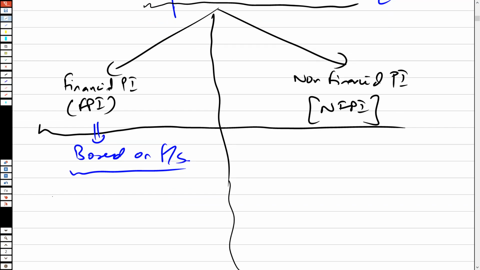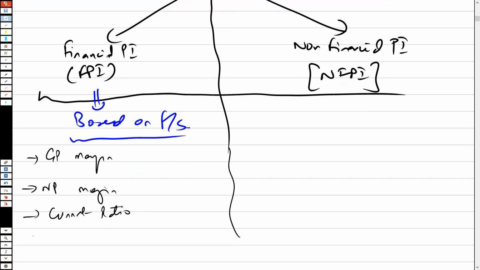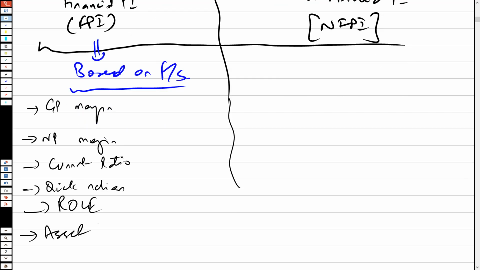For example, the different types of ratios. You would talk about the gross profit margin, the net profit margin, the current ratio, the quick ratio, ROCE, the asset turnover, things like that. All of these are considered financial performance indicators.